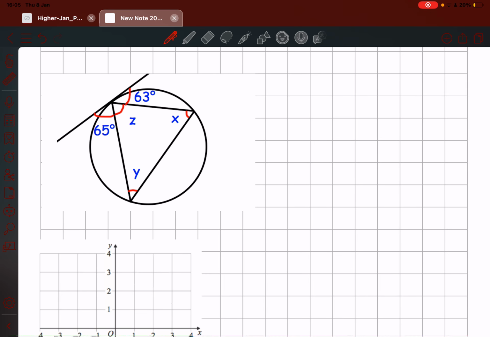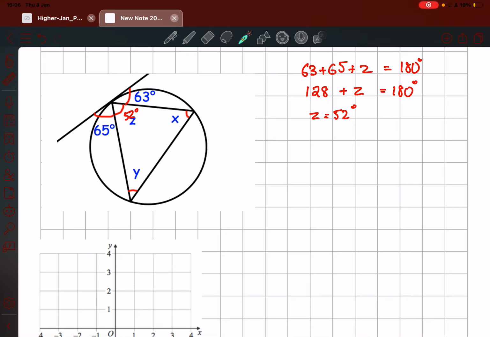The easiest one would be the angle Z, because we know 63 add 65 and Z should be equal to 180 because we're talking about a straight line. So that would be 128 add Z equals 180, so Z should be equal to 52 degrees. So that's the angle 52.